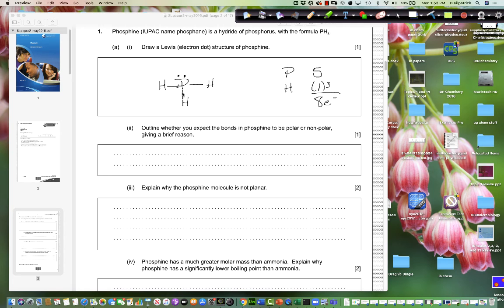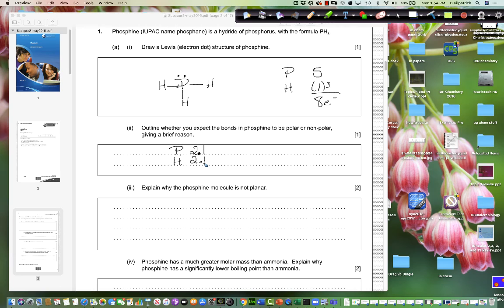Alright, so outline whether you expect the bonds in phosphine to be polar or nonpolar. You have to remember for paper 2, you're going to get your data book. In the data book, you've got the electronegativity values listed in one of the first couple of pages. If you look up the electronegativity of phosphorus, that's going to be 2.1. If you look it up for hydrogen, that is also 2.1. This is one of the very few bonds that ends up being nonpolar.